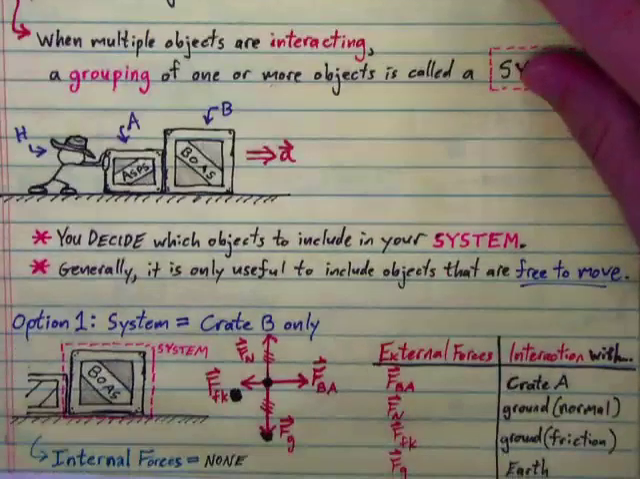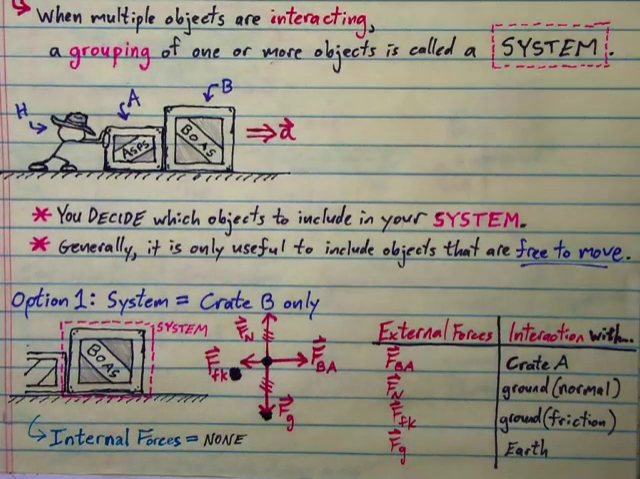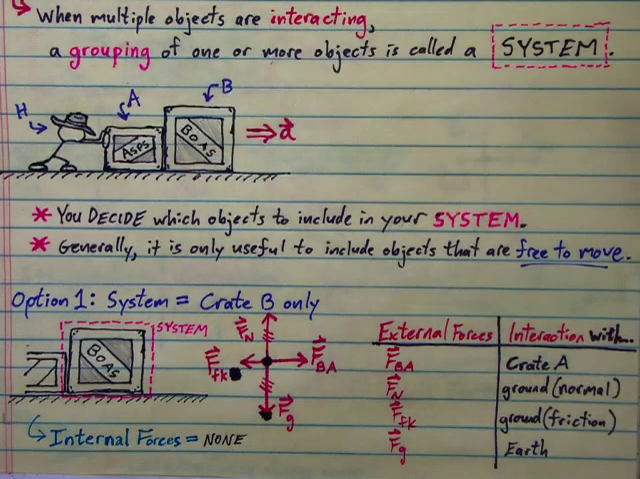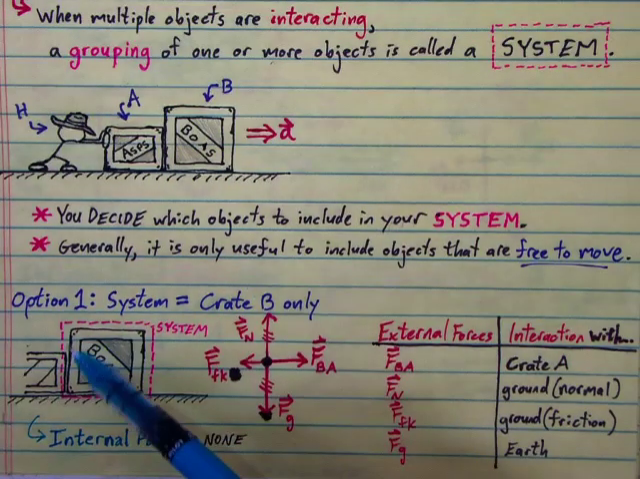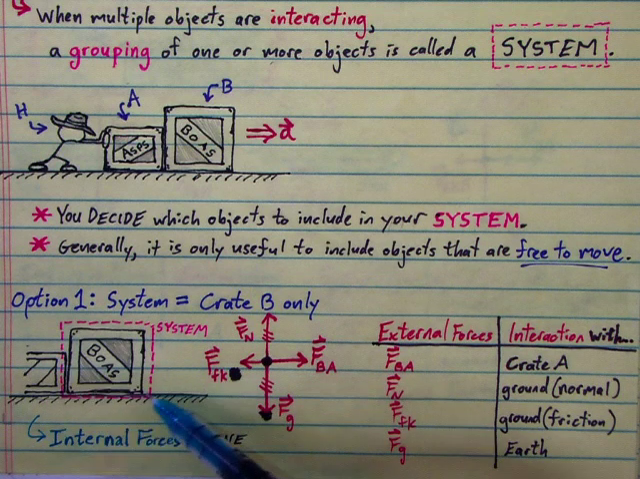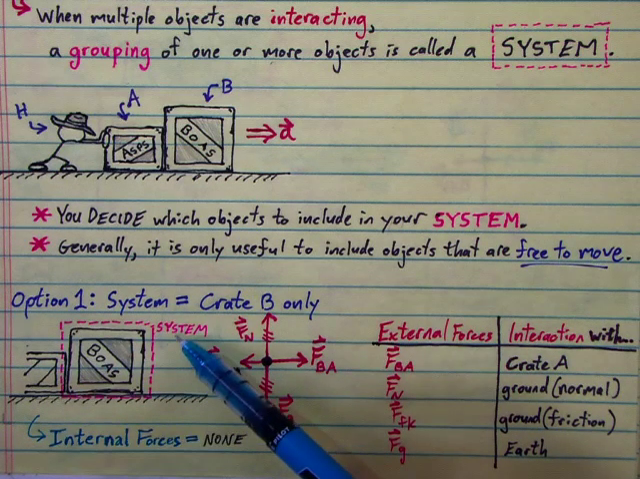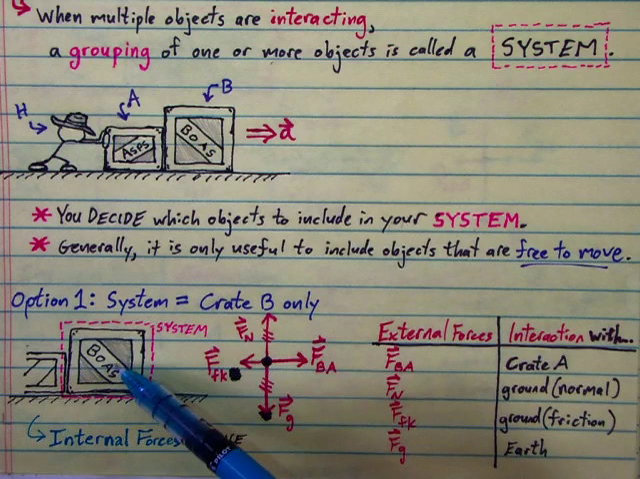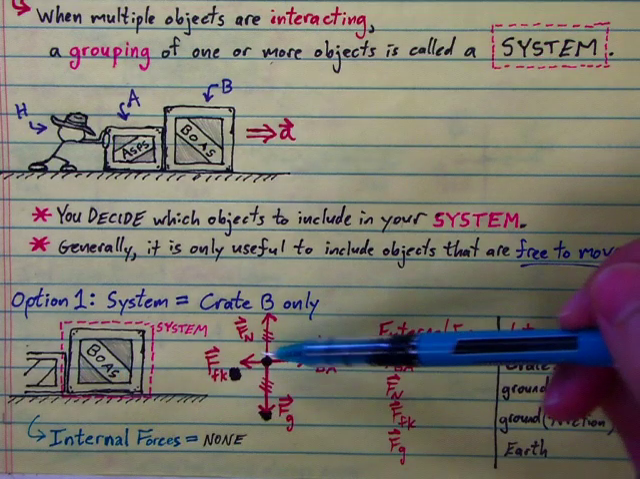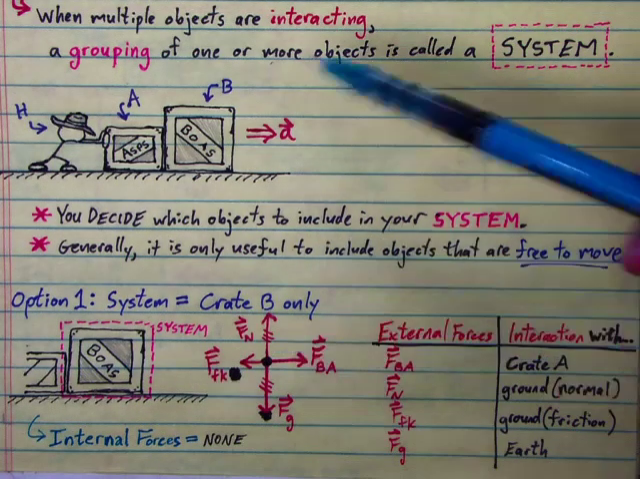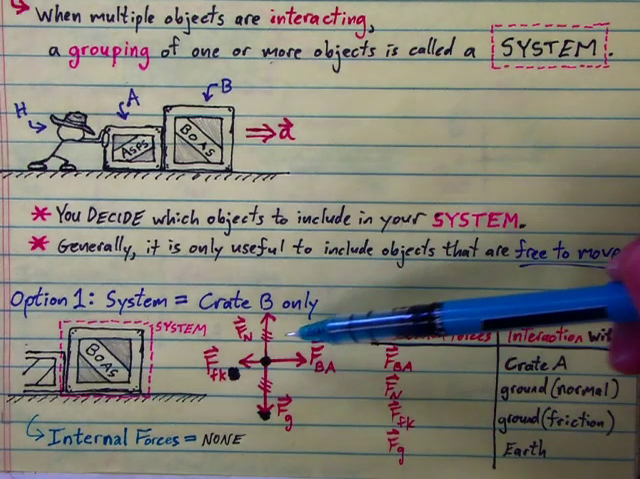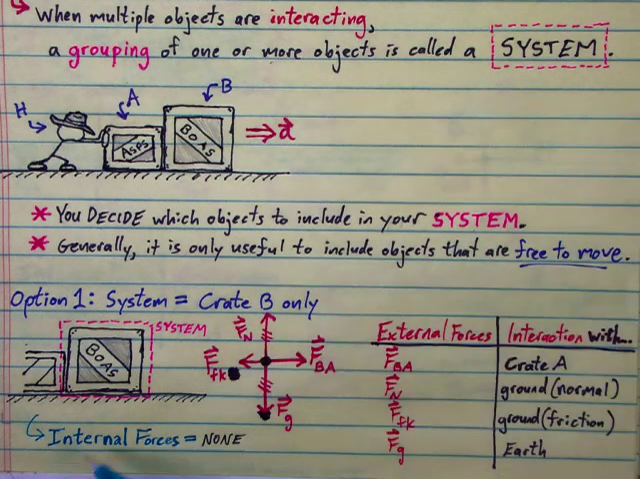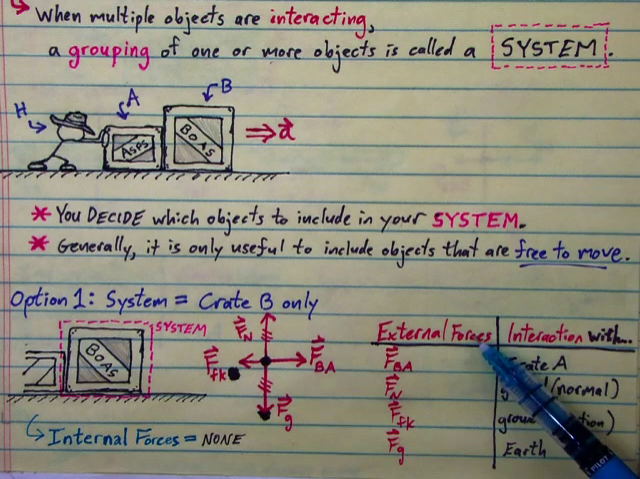Option 1. We could let our system consist of just crate B, just the crate of boas here. So in that case, what we do is imagine drawing a dotted box around the object that's going to be in the system, and then draw a free-body diagram for each object inside the system. So here's the FBD for that box right there. And then look at the free-body diagram, and we're going to classify all the forces here into these 2 categories, internal forces versus external forces.